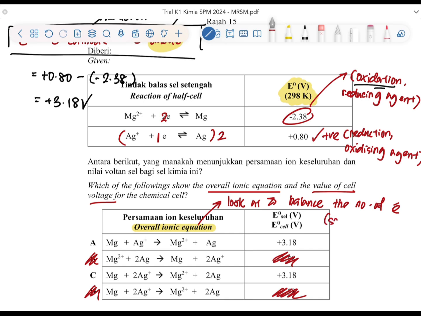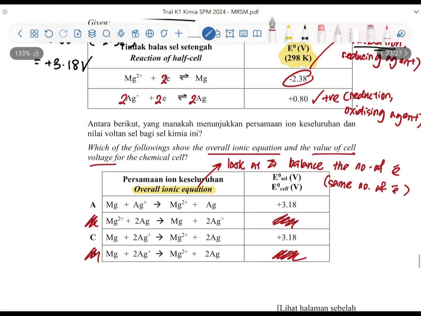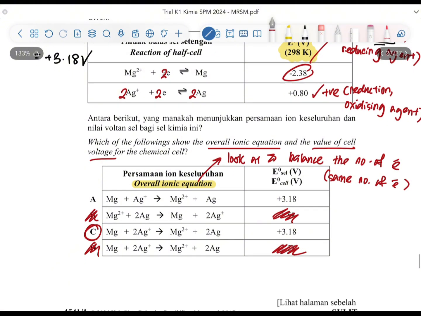Here we want to balance, so we want to get the same number of electrons. So let's do it. Times 2, 2 Ag+ plus 2 electrons equals 2 silver. So obviously our answer will be C.